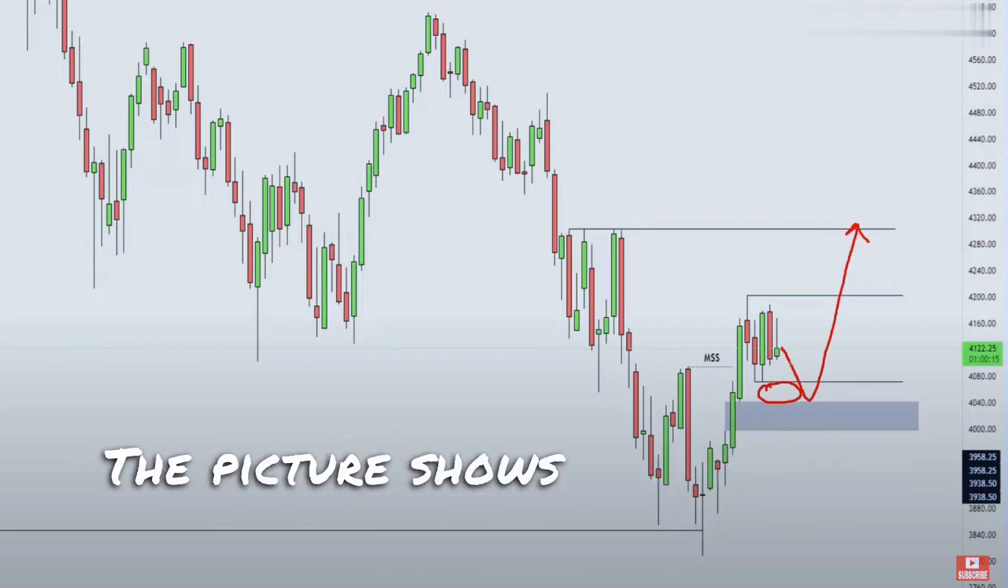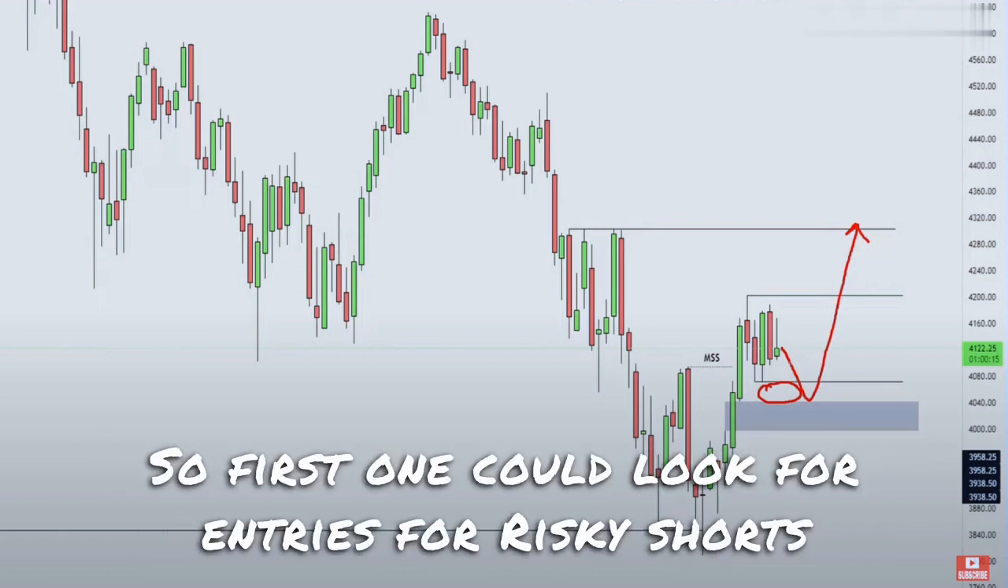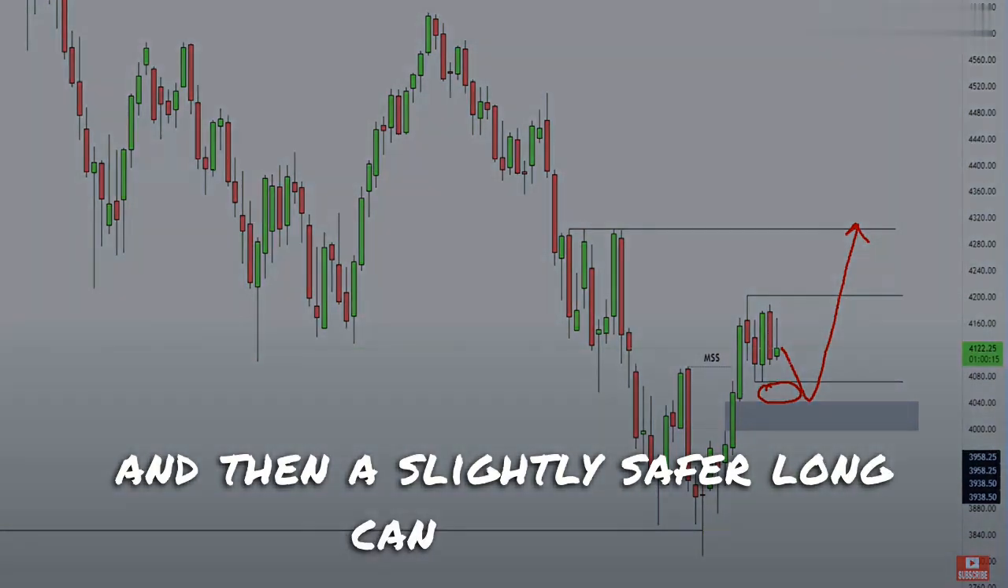The picture shows exactly what I said. So first one could look for entries for risky shorts, and then a slightly safer long can be done.